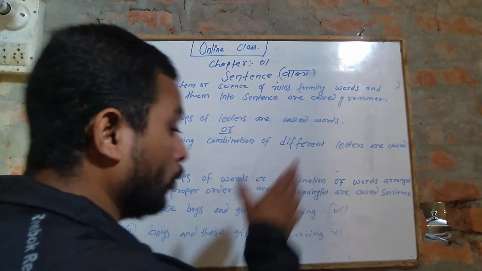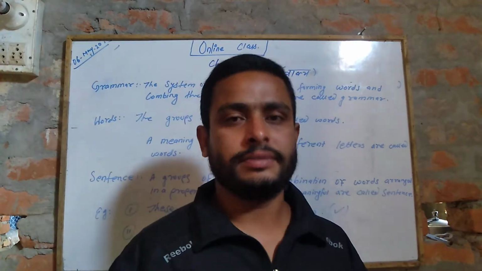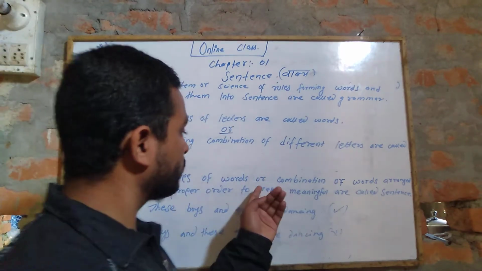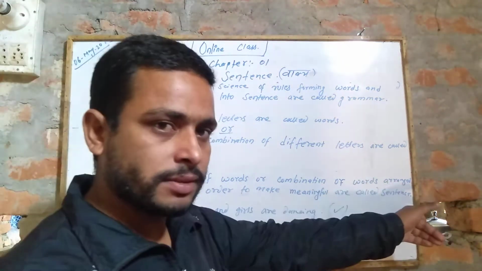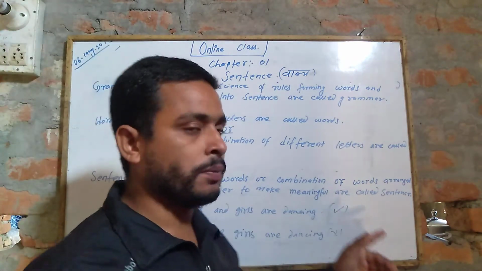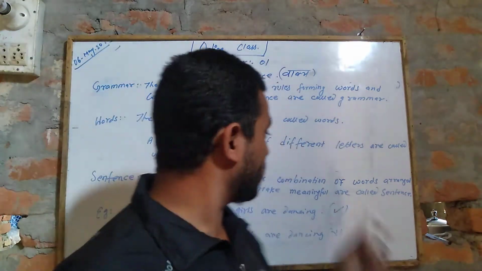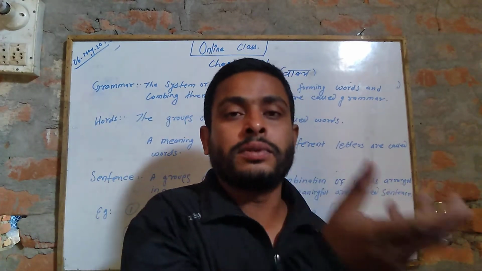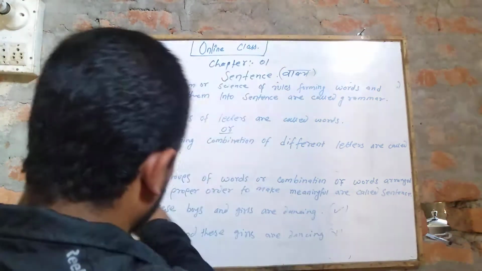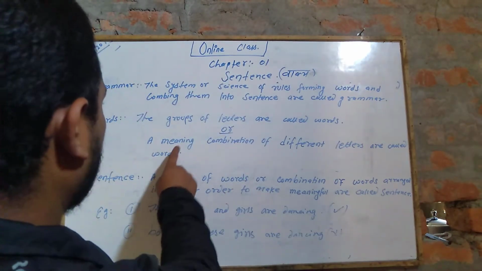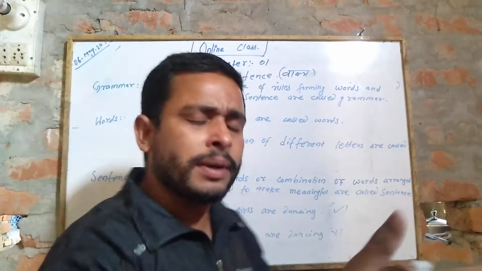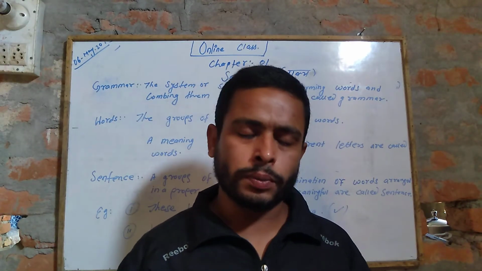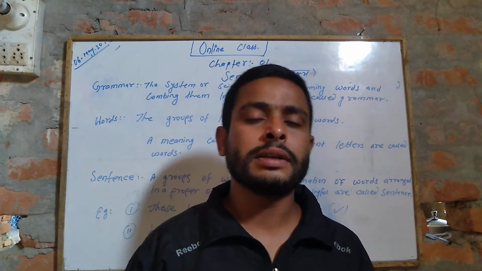After that, we are here to start our chapter. Sentence. Vakya. A group of words or combination of words arranged in proper order to make a meaningful sentence. A group of words which we make in a proper way to form a meaningful sentence. And we can also have another definition: the group of words which gives a meaningful sense is called a sentence.